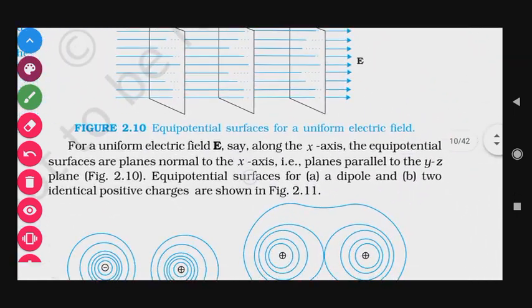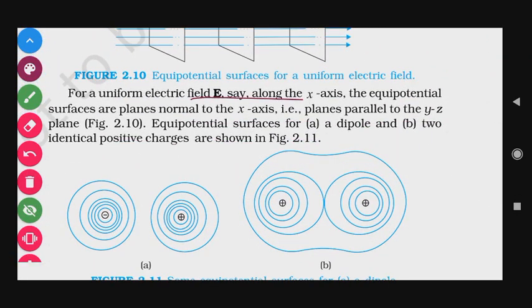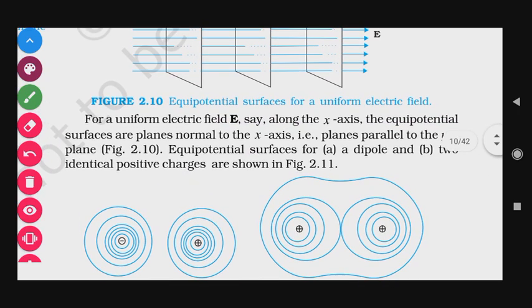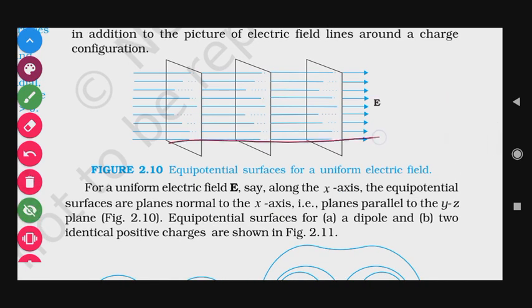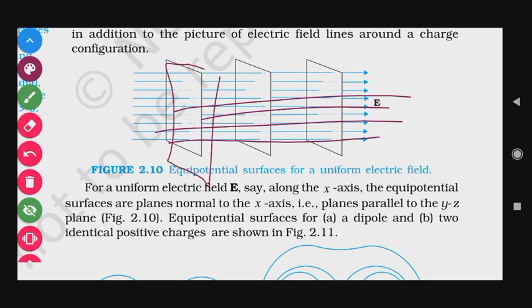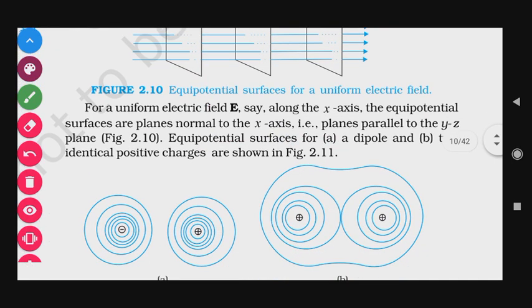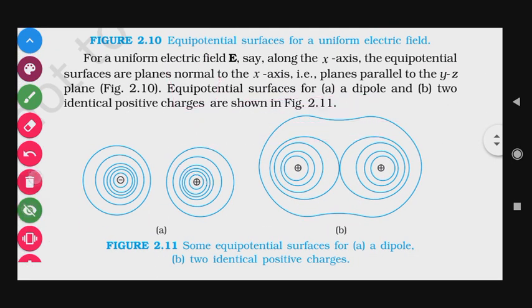Now for a uniform electric field, say along the x-axis, the equipotential surfaces are normal to the x-axis, planes parallel to the y-z plane. So you can see the electric field is parallel to the x-axis, and for this the equipotential surfaces will be planes parallel to the y-z plane. Equipotential surfaces for a dipole and for identical positive charges are given here. For a dipole, the equipotential surfaces are like this, and for positive charges, they are given like this.